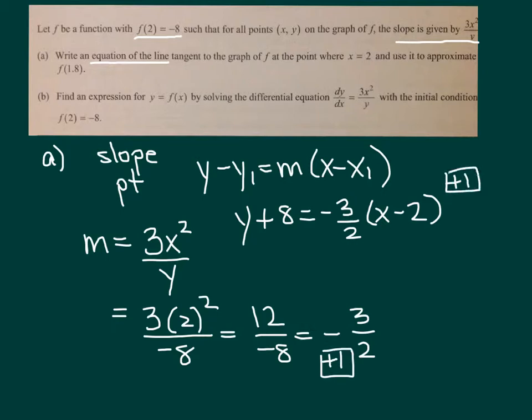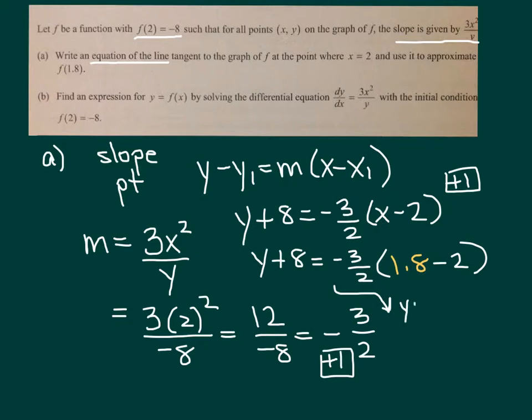Now they're asking us to use this equation to approximate the value when the input is 1.8. So I'm going to have y plus 8 equals -3/2. Instead of x now, I'm going to replace that with 1.8 minus 2. And then I'll solve that. Sorry, you guys, I'm running out of room here a little bit. So can you follow my work?